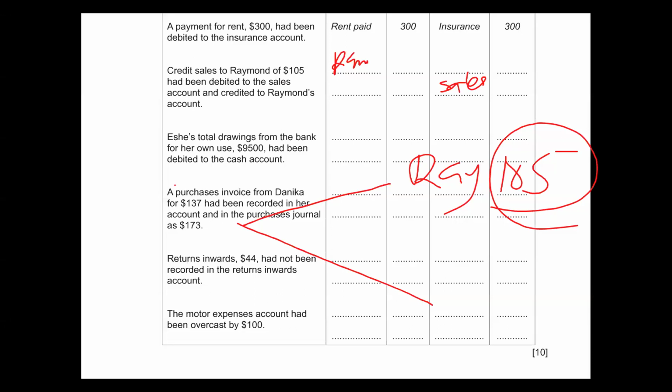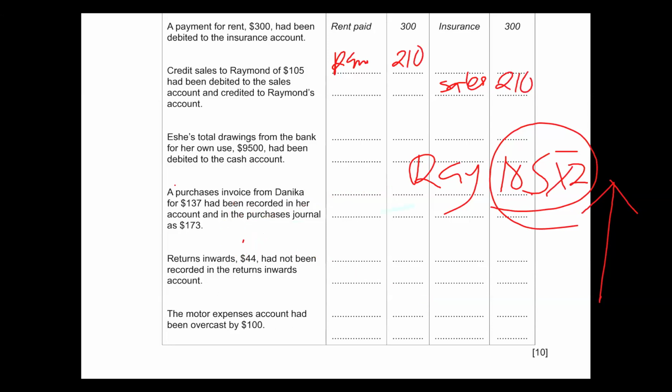Anyways, I said that you have first of all to give back Raymond his money that you credited him. That is 105. And then give him the sales. So you multiply this amount by 2, giving you 210. So record 210 and credit the sales account with 210. Is that clear now?